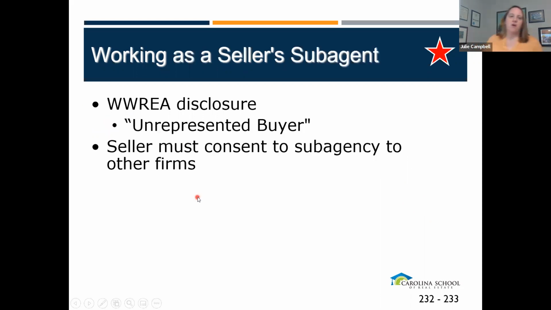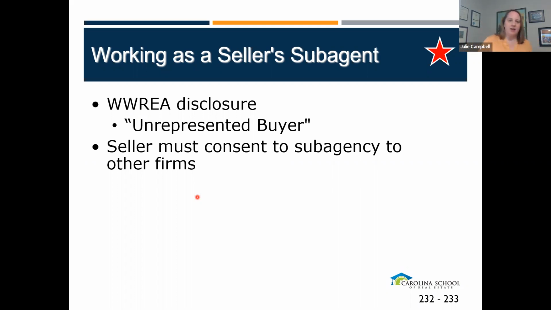Remember, we have the field of unrepresented buyer. So if they choose to be a customer, there is no paperwork to do because they're not represented. They're not hiring me. They're not using an agency agreement. So all we need to do is make sure we make a notation on our WWREA about the unrepresented buyer. And then you need to make sure that the seller of the properties that they want to see allows the buyer to use sub-agency. Was it you guys or I think it was my day class. I'll pull this up on next break.